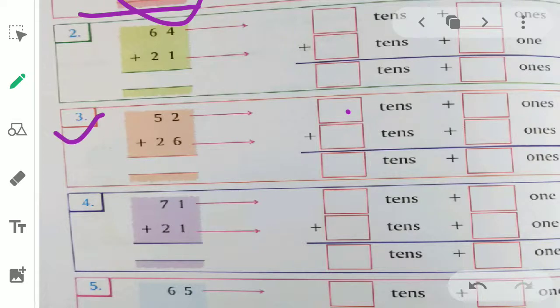Look at this number 3, sum number 3. Let us write tens and ones over here.